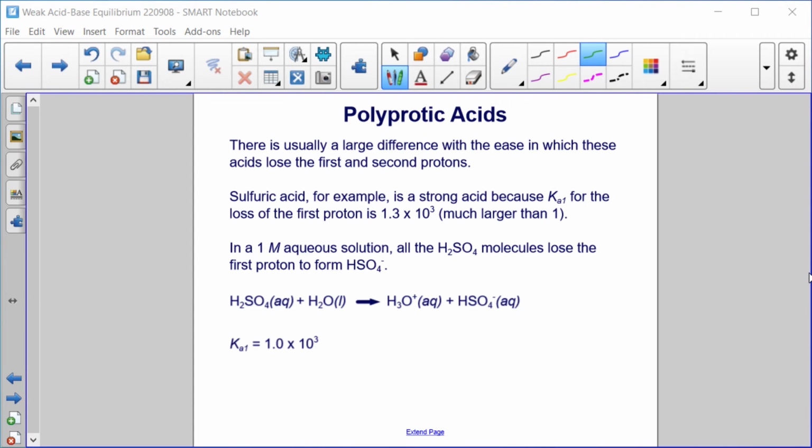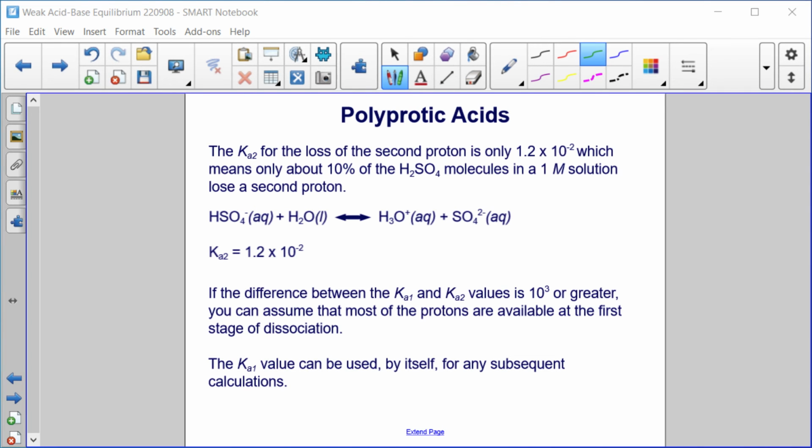There is usually a large difference in the ease with which these acids lose the first and second protons. Sulfuric acid, for example, is a stronger acid because Ka1 for the loss of the first proton is 1.3 times 10 to the third, much larger than 1. In a 1 molar aqueous solution, all the H2SO4 molecules lose the first proton to form HSO4-, shown by the dissociation here. And that Ka1 value is very large at 1.0 times 10 to the third.